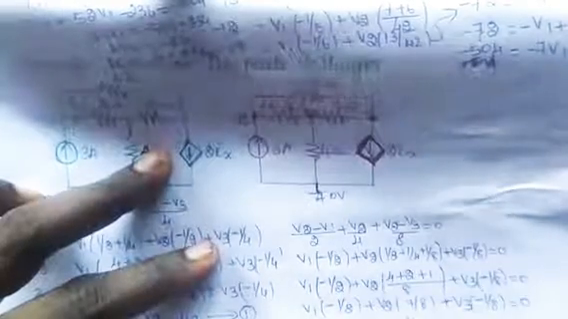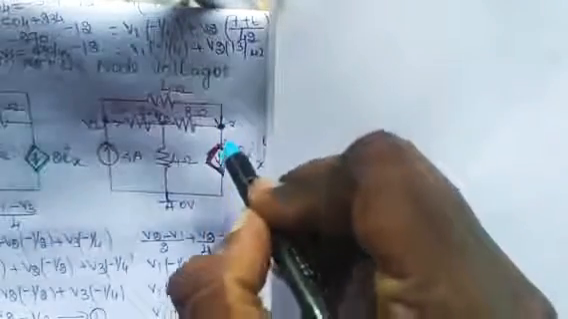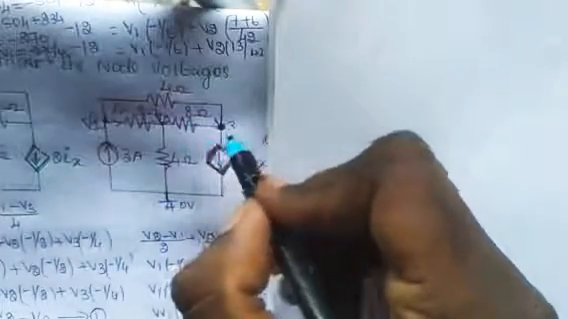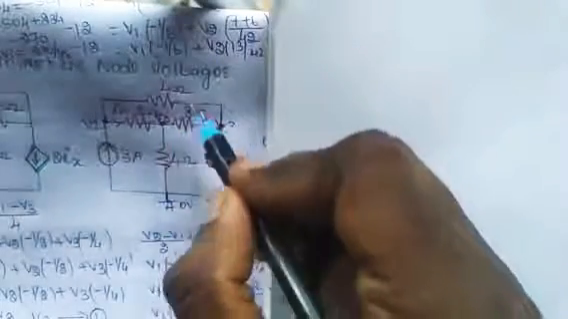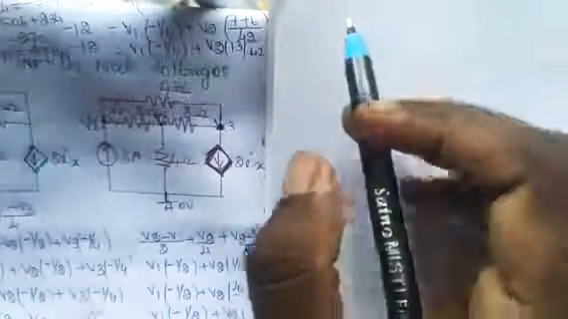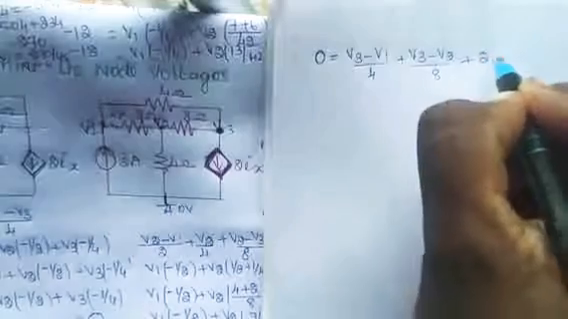When applying KCL to the third node, so this current is leaving the node. In these resistors also, the current will be flowing from higher potential to the lower potential. So all the three currents are leaving the node, no current is entering the node. So sum of the currents entering the node is equal to 0. So first current which is leaving is (V3 minus V1) divided by 4. Next (V3 minus V2) divided by 8, plus 2Ix.